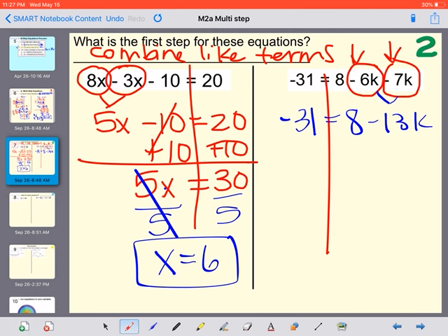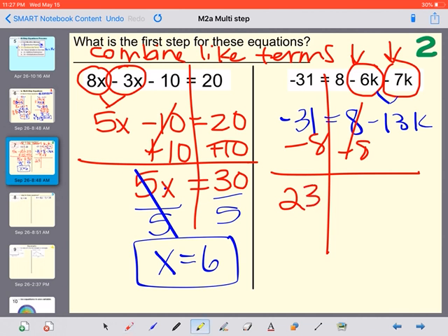now we have to get rid of adding and subtracting. So I'm going to subtract 8. Those eliminate. 31 minus 8 should give us, what, 23? Is that right?